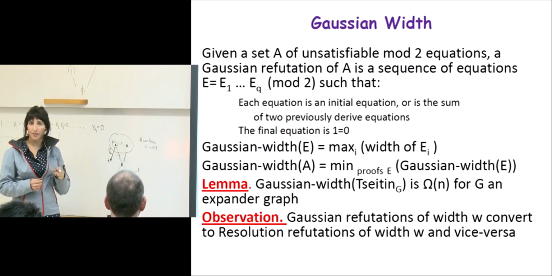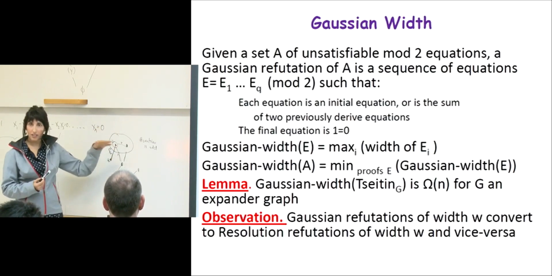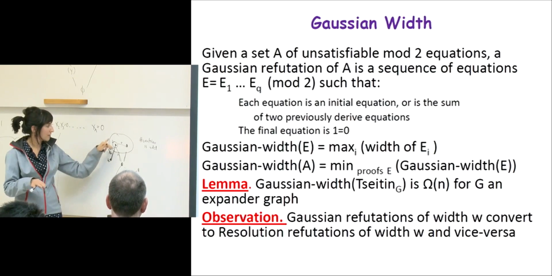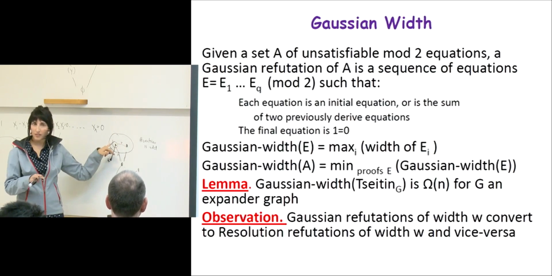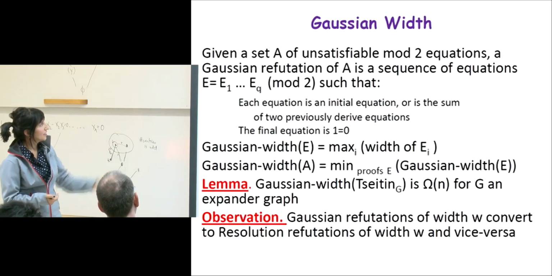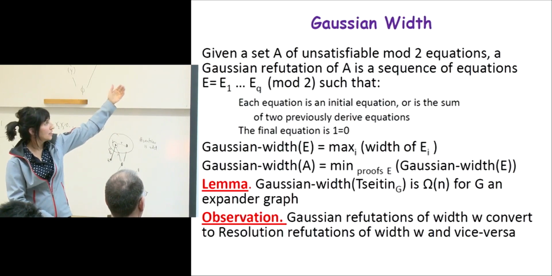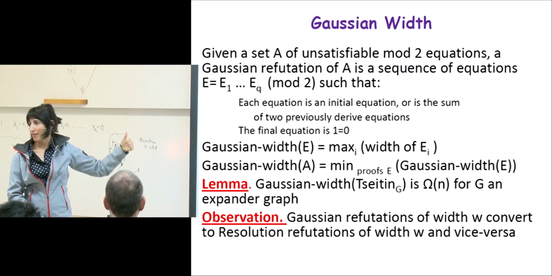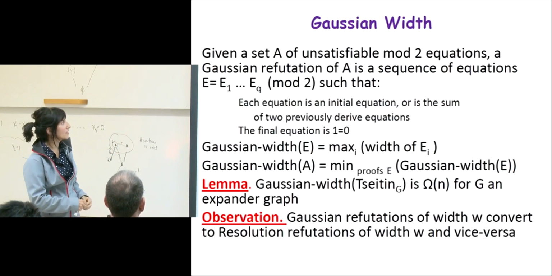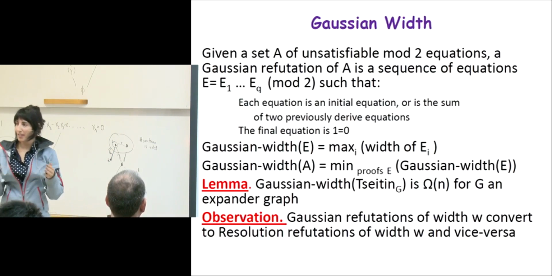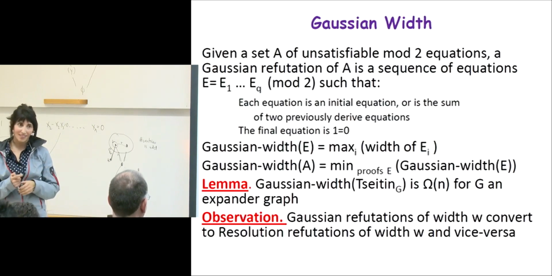You keep sucking up another node, and you're constantly deriving, for a subset of the constraints, that the mod 2 sum of the edges coming out of those constraints is even or odd, depending on whether the number of nodes in the set is even or odd. Okay, and that's called a Gaussian proof. A Gaussian proof is just: start off with a bunch of mod 2 equations, you're allowed to take two and add them together, mod 2, and you're trying to derive 1. And the width of a Gaussian proof is just the maximum width of any linear equation in the proof.